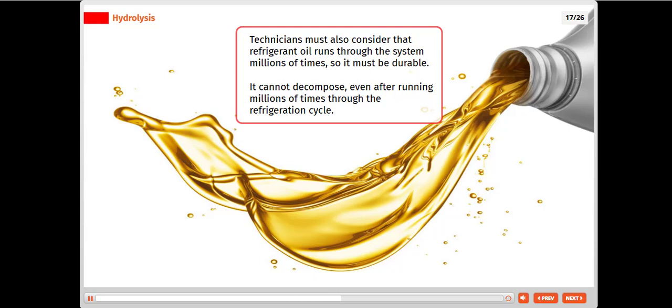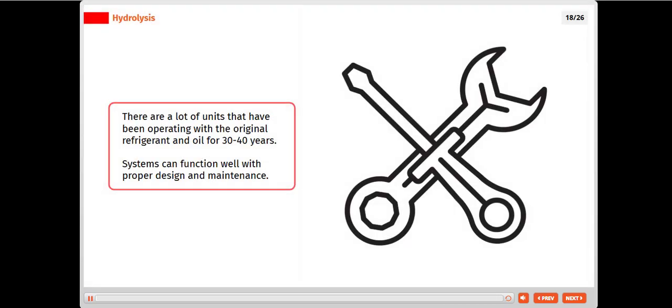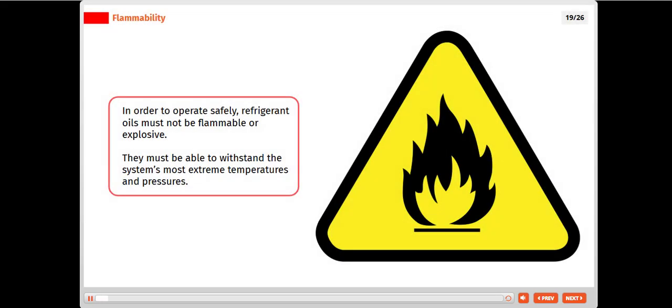It cannot decompose, even after running millions of times through the refrigeration cycle. There are a lot of units that have been operating with the original refrigerant and oil for 30 to 40 years. Systems can function well with proper design and maintenance. In order to operate safely, refrigerant oils must not be flammable or explosive. They must be able to withstand the system's most extreme temperatures and pressures.